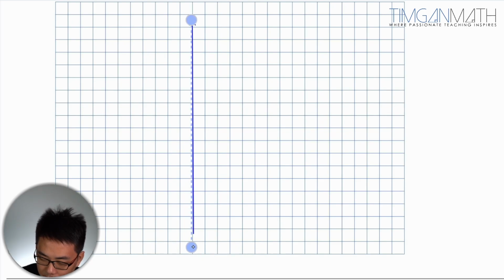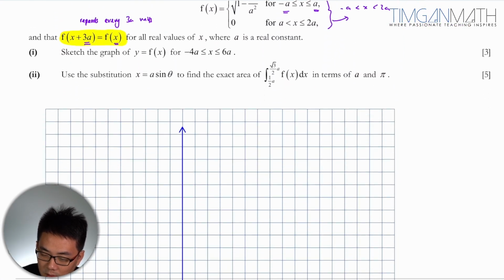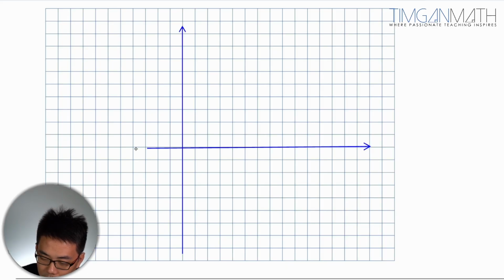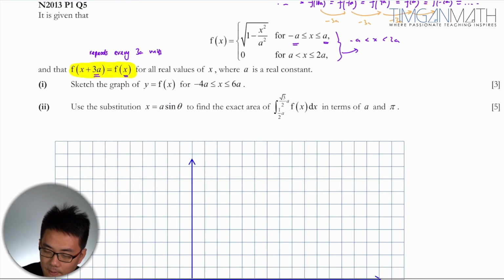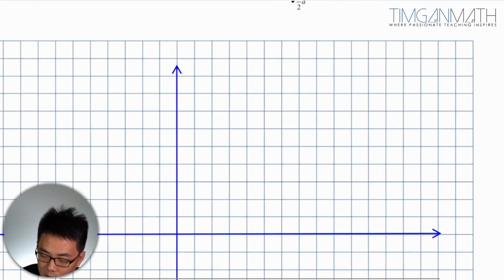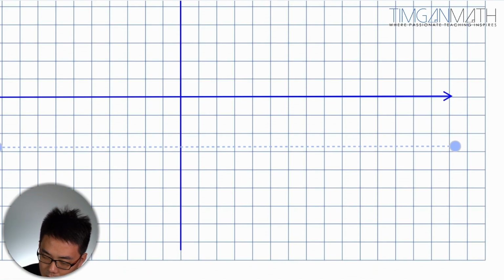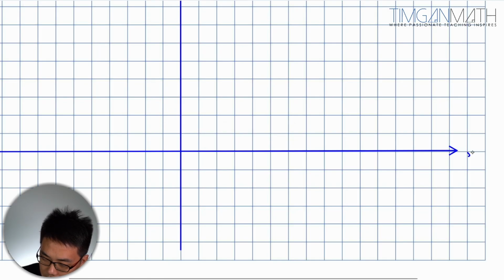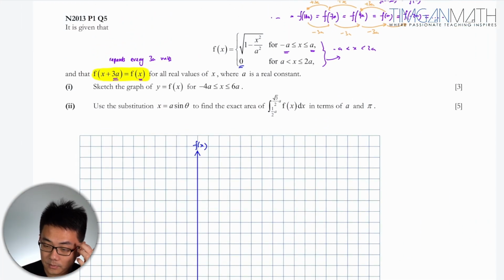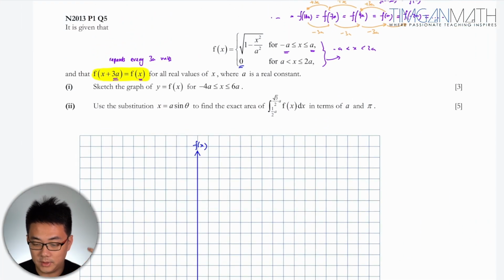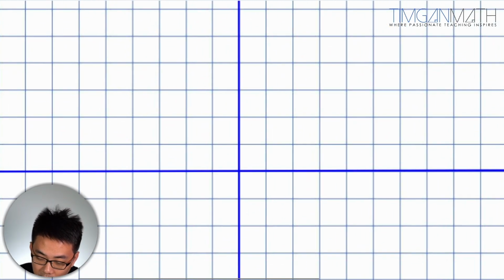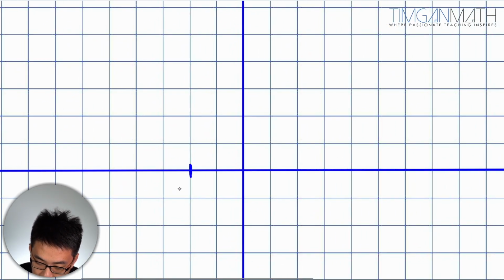And then what is this line? This is, it's 0. Okay. It looks like that. Y equals to 0 here. Okay, great. So this is f(x). This is x. Okay, there you go. Minus 4a to 6a. Okay, great. I'm going to draw from minus a here to a.